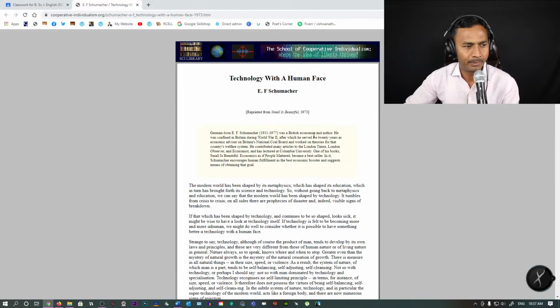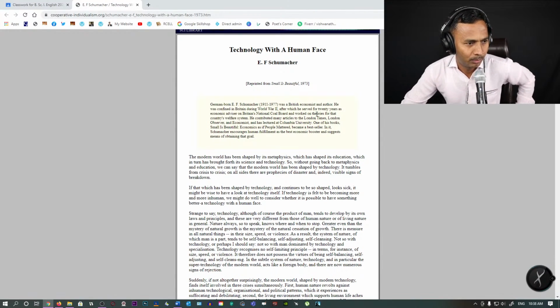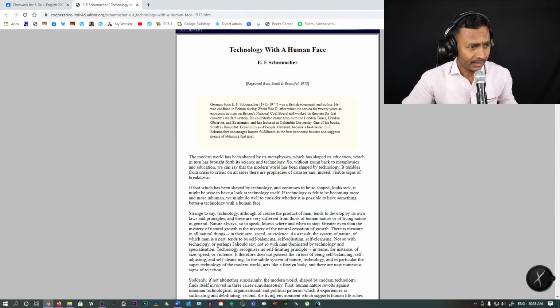This was reprinted from Small is Beautiful, the book written by Schumacher, and this is one of the chapters in that book. The book was published in 1973. He was a British economist and author. He was confined in Britain during World War II, after which he served for 20 years as economic advisor on Britain's National Coal Board, and worked on theories for that country's welfare system.